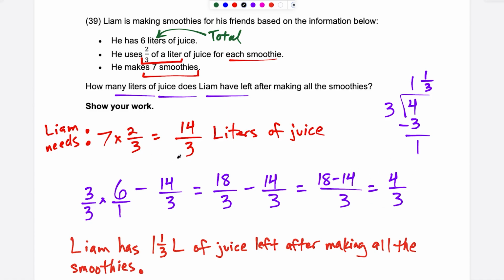Okay. And one other thing to point out, the abbreviation for liters, you could just put a capital L like this. And this is just a way we could write out our final answer. Liam has 1 1/3 liters of juice left after making all the smoothies.